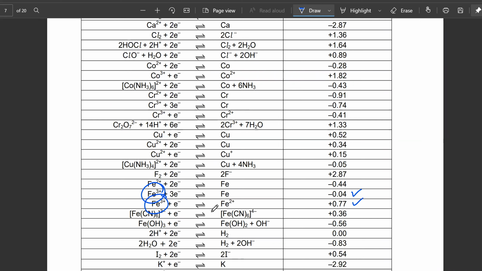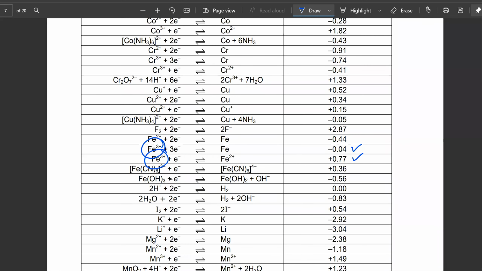And the other one, apart from Fe3+, was water. So there's water that could gain electrons as well. So who gains electrons? The one that has the highest potential. So it's going to be this equation in the forward direction. Is this clear?